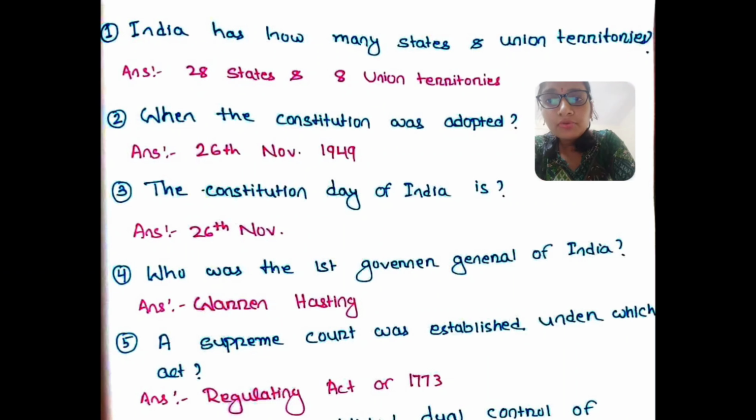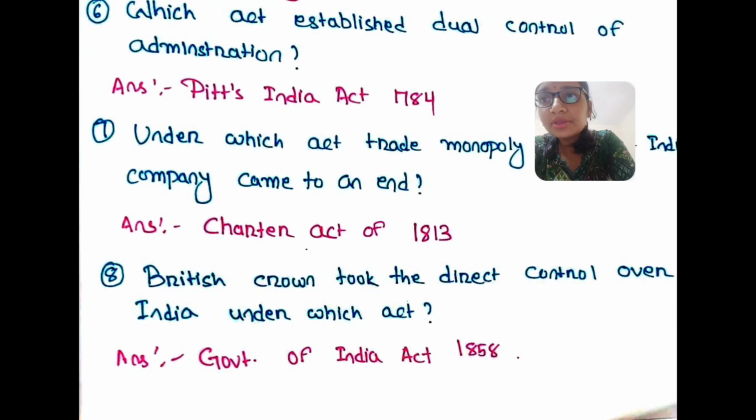Then the Supreme Court was established under which act? It was established under the Regulating Act of 1773 in Calcutta. Then which act established the dual control of administration, that is the control of the East India Company and the British Crown? It was the Pitt's India Act of 1784. And under which act the trade monopoly of the East India Company came to an end? It was the Charter Act of 1813.